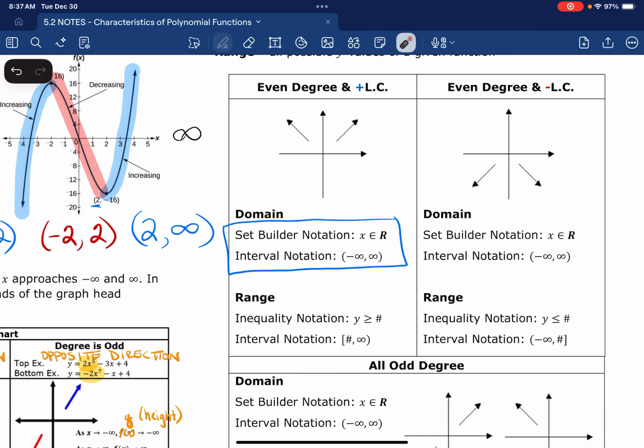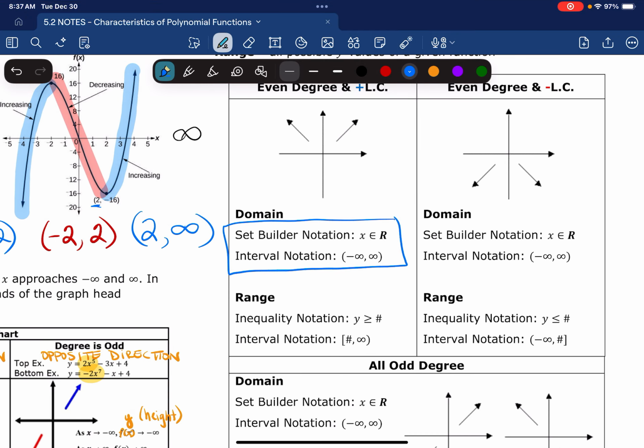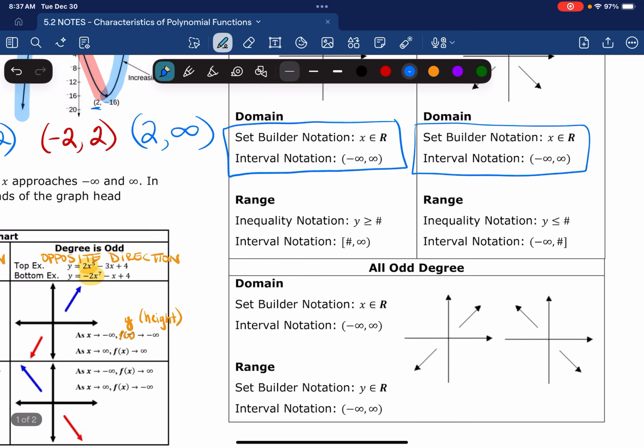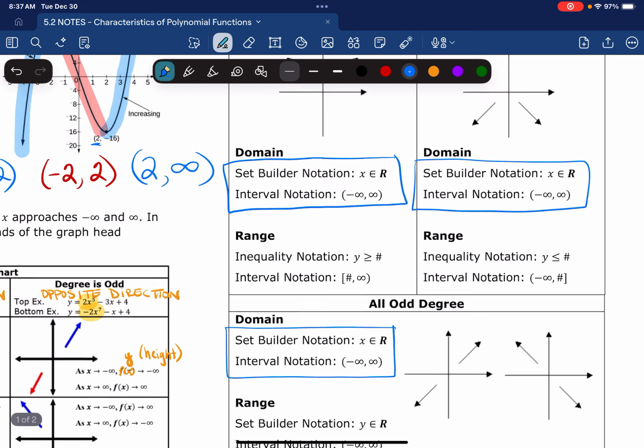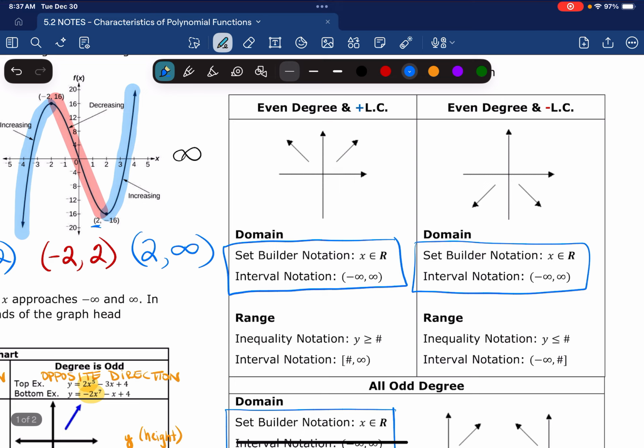The same is true here. If we have an even degree and a negative leading coefficient, our domain is still going to be all real numbers. If we have an odd degree polynomial function, our domain is still always going to be all real numbers. Like, period, end of story. It goes left and right forever. Okay? Now let's talk about the range of a function.